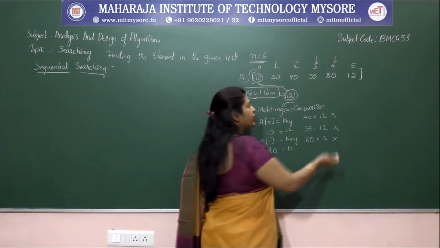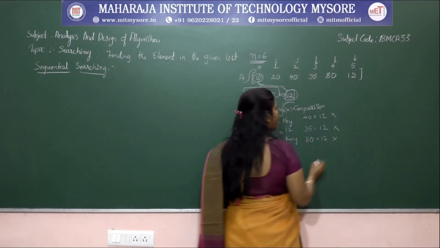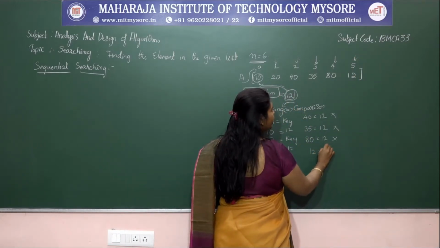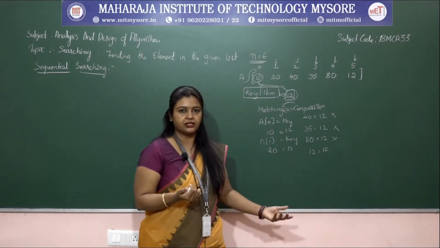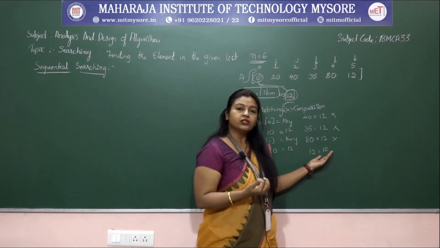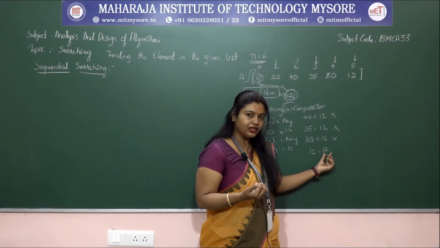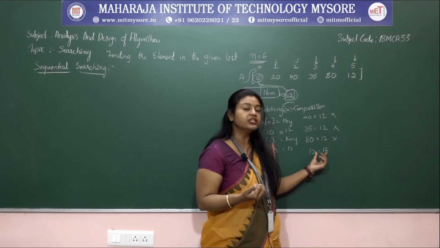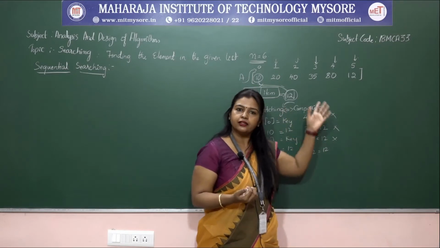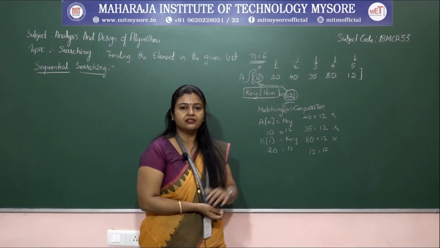You have one more element, in the last position, that is 12. 12 is equal to 12. Is it true? Yes. 12 is matching with 12, right? So 12 is equal to 12. Therefore this is matching. Therefore the key element is present where? In the given list. So that is the result.